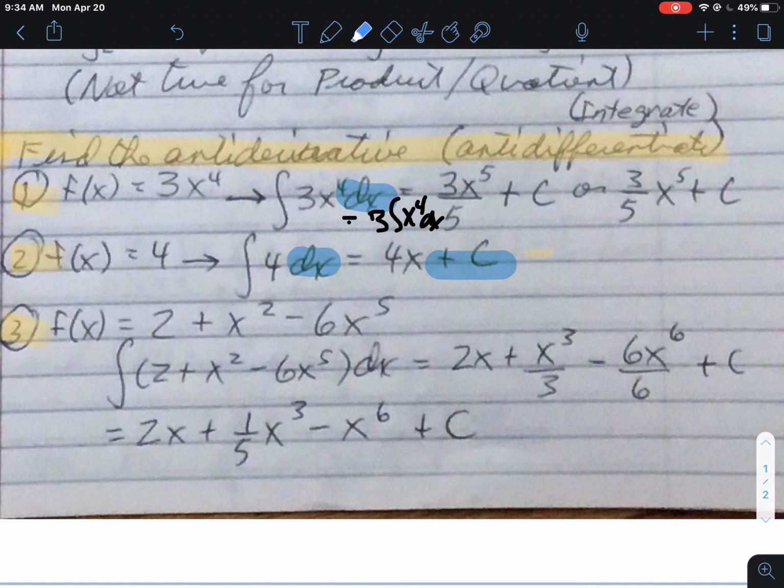So the antiderivative of 2 plus x squared minus 6x to the fifth would be the antiderivative of 2, which is 2x. The antiderivative of x squared, which would be x cubed over 3, right, increase the exponent by 1 and divide, minus 6x to the sixth over 6, increase the exponent by 1 and divide, plus c. And then we're able to simplify the 6 over 6 to 1, so I end up with 2x plus 1/3 x cubed minus x to the sixth plus c as our general antiderivative.